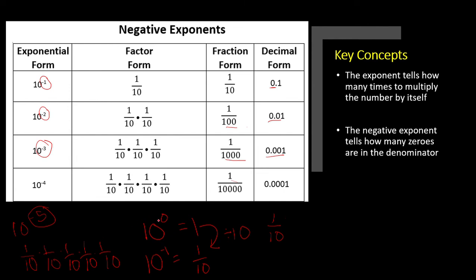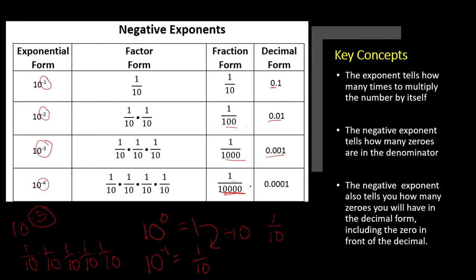The negative exponent tells you how many zeros are in the denominator. So if we look at this example, 10 to the negative fourth, I'm going to have 4 zeros in the denominator. The negative exponent also tells you how many zeros you will have in the decimal form, including the 0 in front of the decimal. So if my exponent is -4, then I should know that I'm going to have a total of 4 zeros, including the 0 in front of the decimal. And that concludes our video on negative exponents.